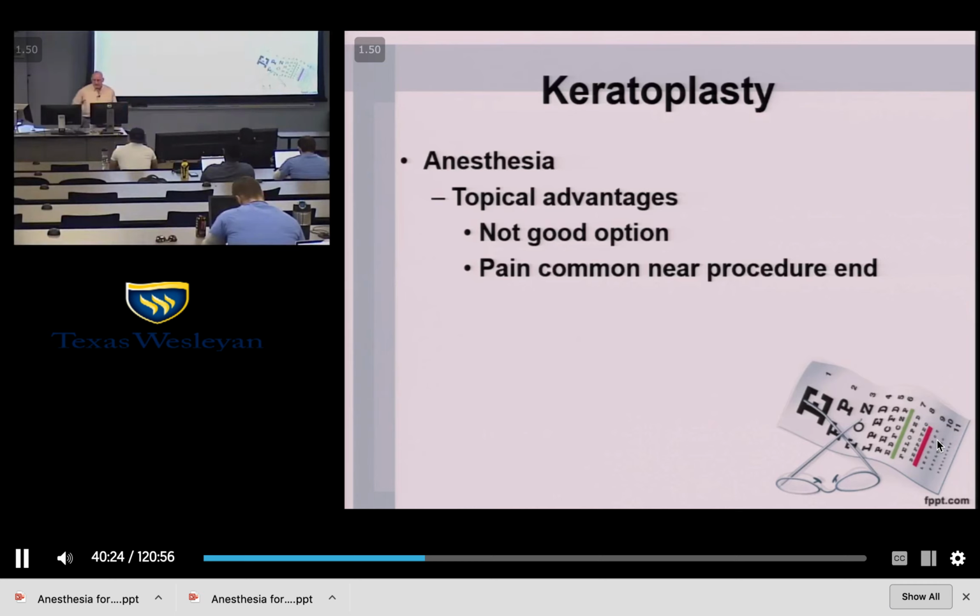Topical anesthesia for this patient is really not an option at all because they need much deeper anesthesia than topical will allow. And if for whatever reason they do choose to do a topical anesthetic, one of the common issues with it is that the patient has pain toward the end of the procedure.